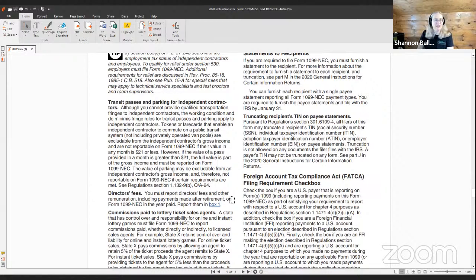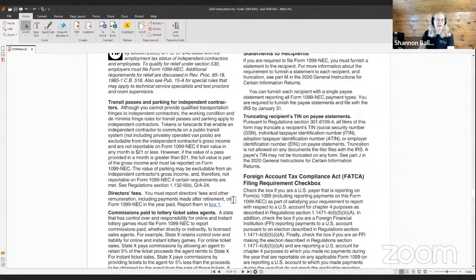Transit passes and parking for individual contractors. Although you cannot provide qualified transportation fringes to independent contractors, the working condition and de minimis fringe rules for transit passes and parking apply to independent contractors. Tokens or fare cards that enable an independent contractor to commute on public transportation system, not including privately operated van pools, are excludable from the independent contractor's gross income and are not reportable on the Form 1099 NEC if their value in any month is $21 or less.